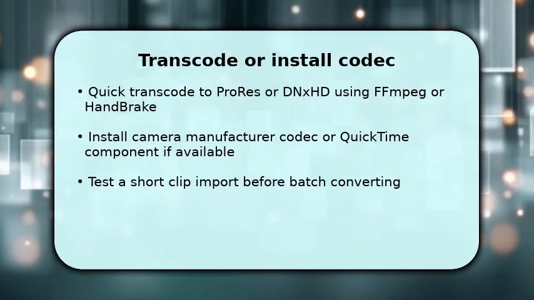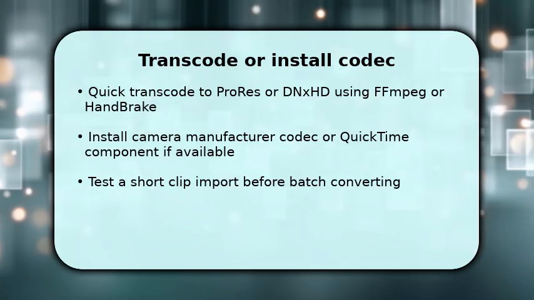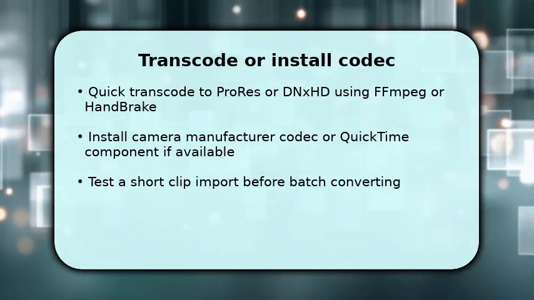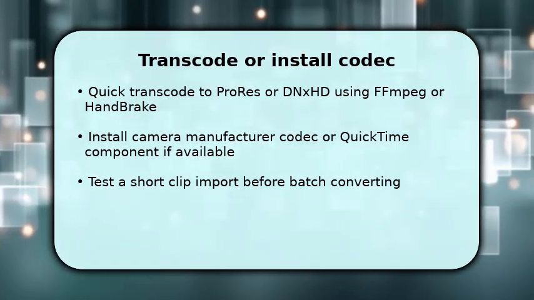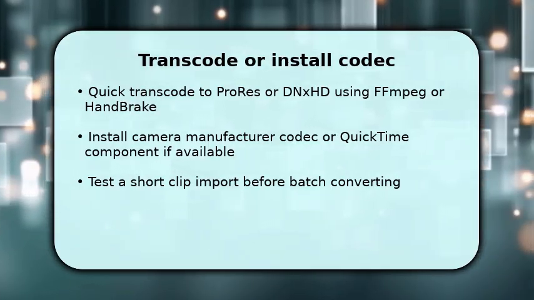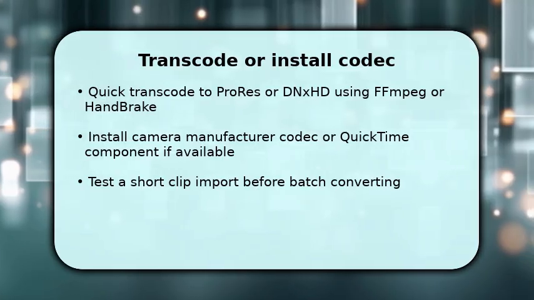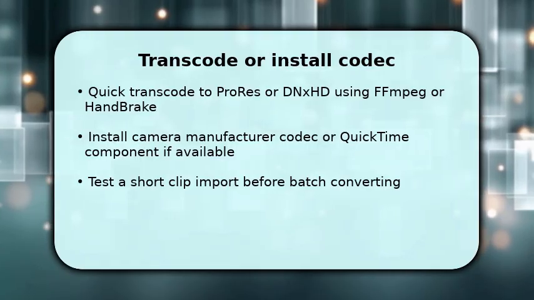Now you either transcode the file to an edit-friendly codec or add the codec to your system. Use FFmpeg or Handbrake to convert a short clip to ProRes or DNxHD at the original resolution. This retains quality and ensures Premiere compatibility. Alternatively, install the camera maker's codec or a QuickTime component if the format requires it.